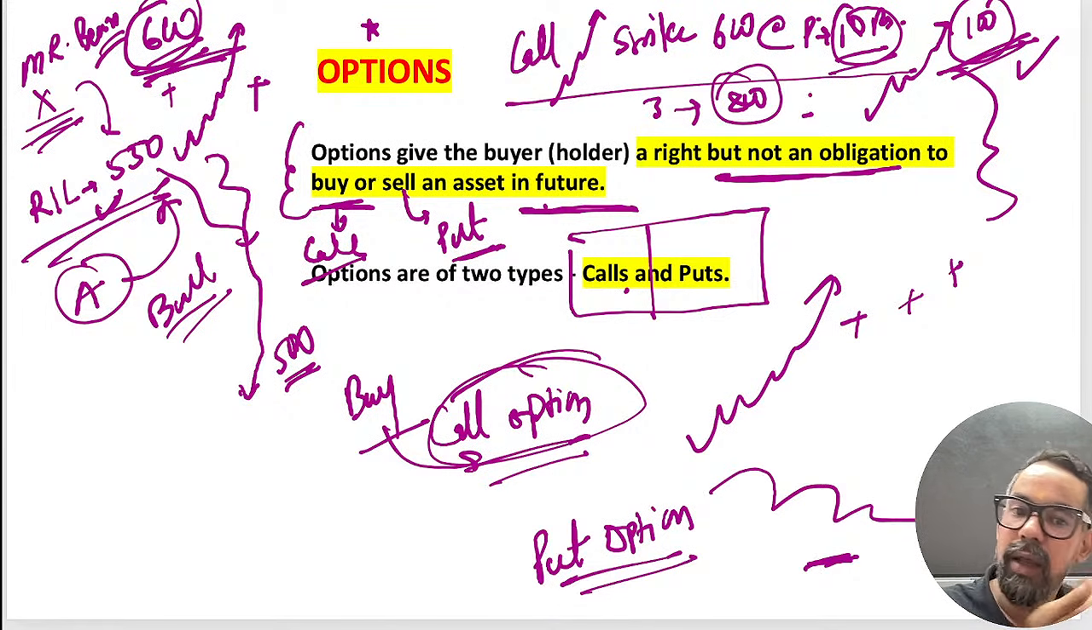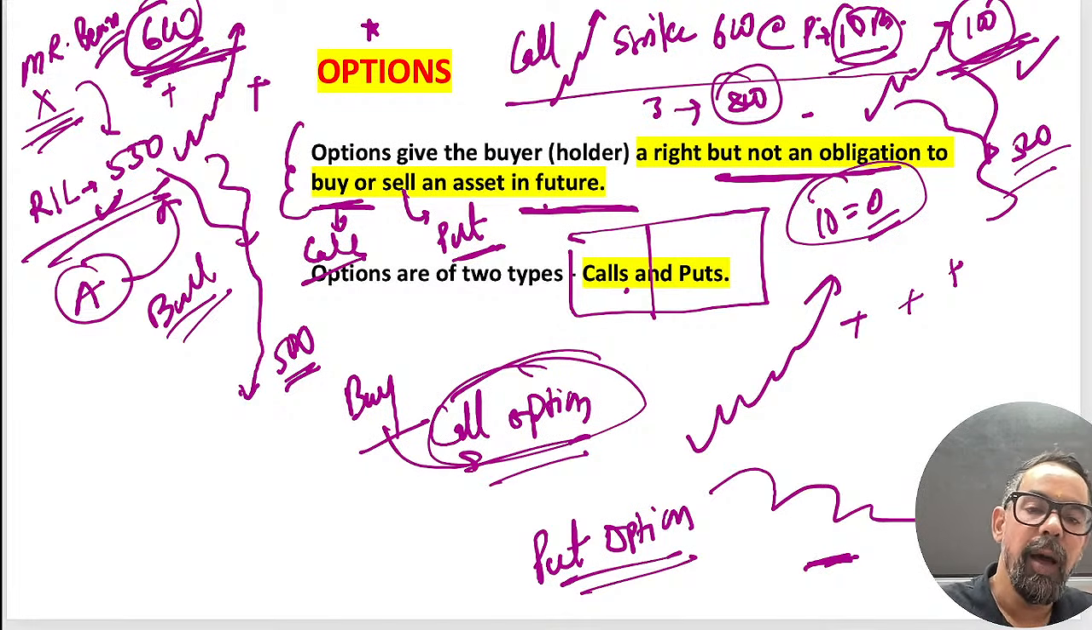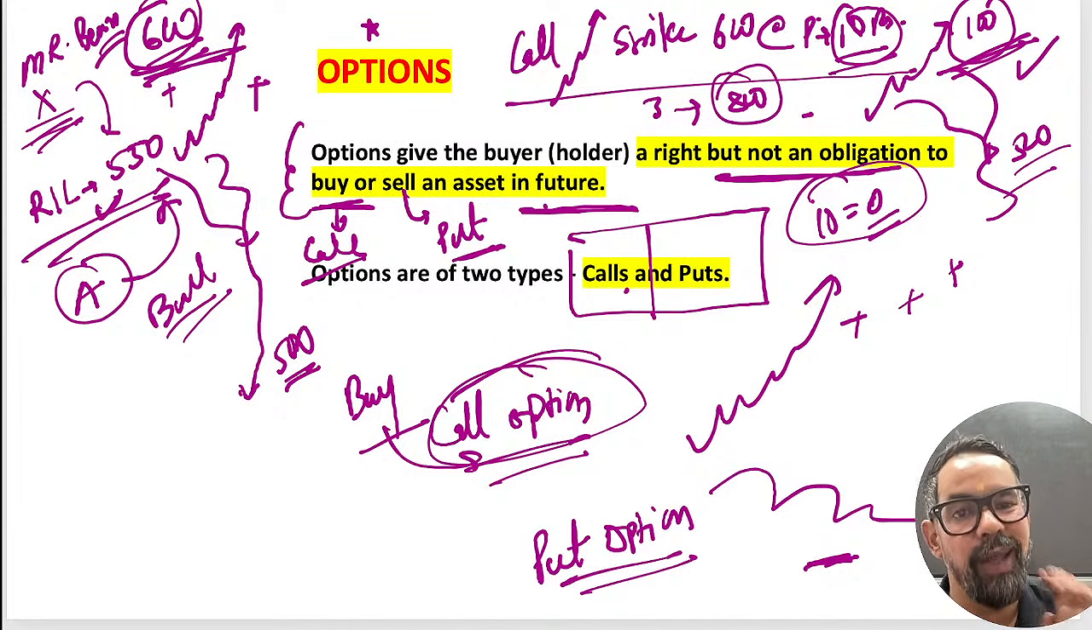The other case is he was expecting that prices would go beyond 600, but prices remained at the same level or less than that. Let's say prices came down to 500 for Reliance. Then this 10 rupee premium will become 0, because the premium is a combination of intrinsic value and time value.